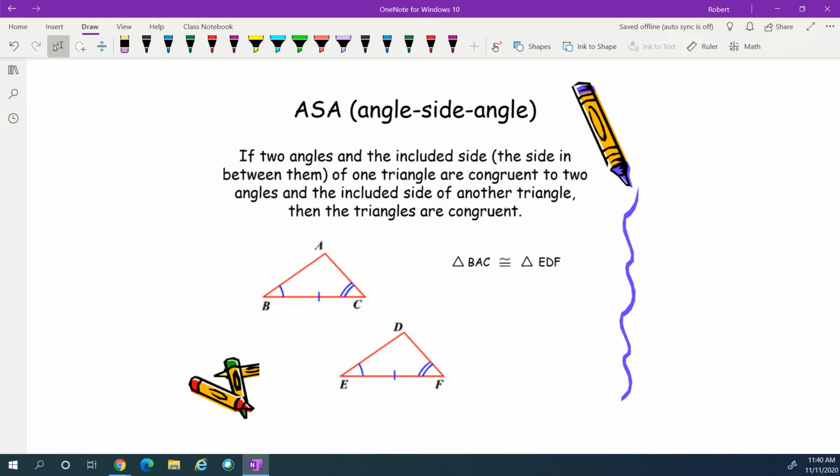SAS, 2 sides and the angle between them. SSS, all 3 sides. The name tells us what to look for and where it will be in the picture. Let's look at our fourth one.